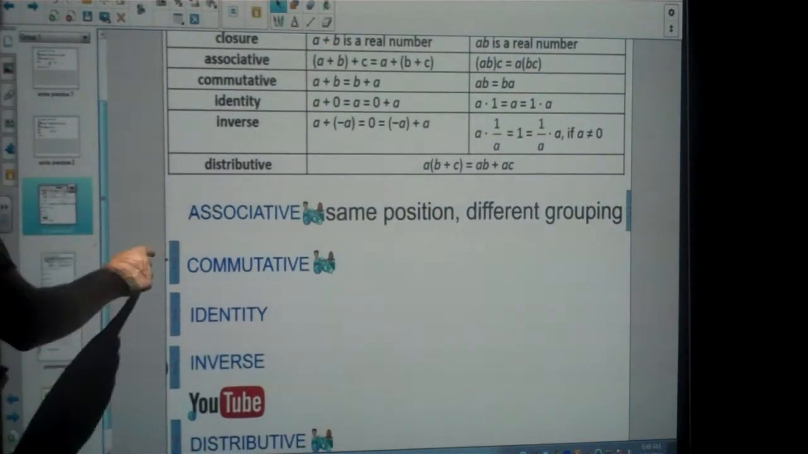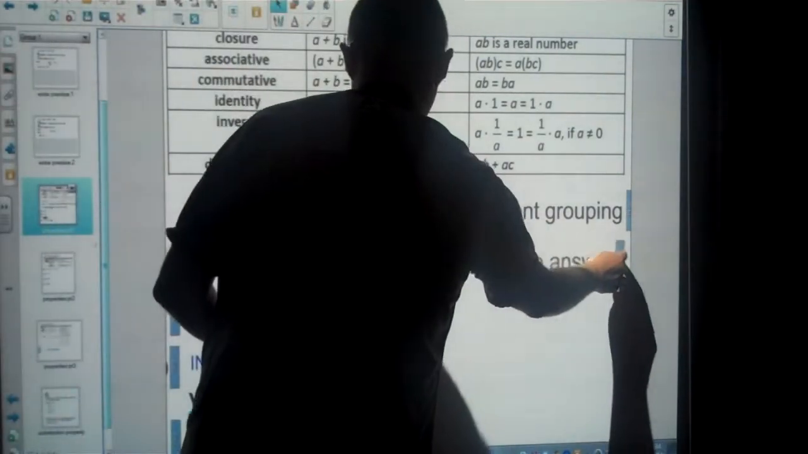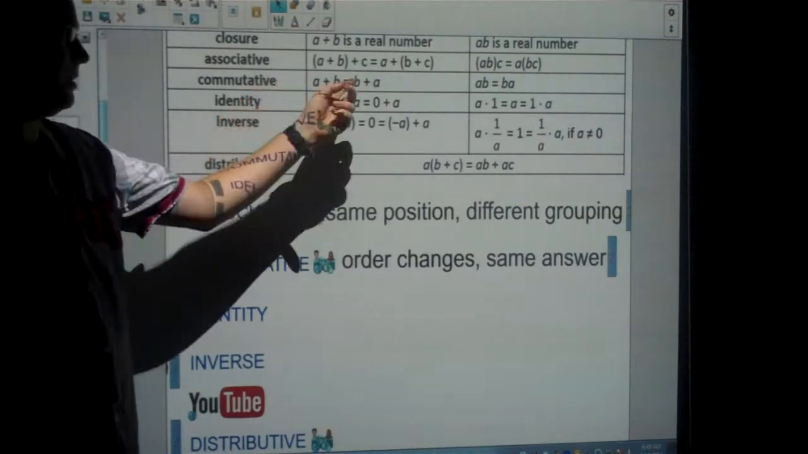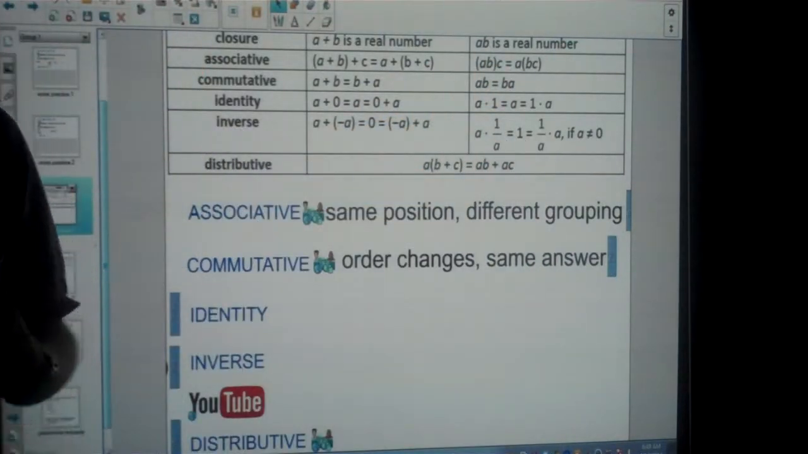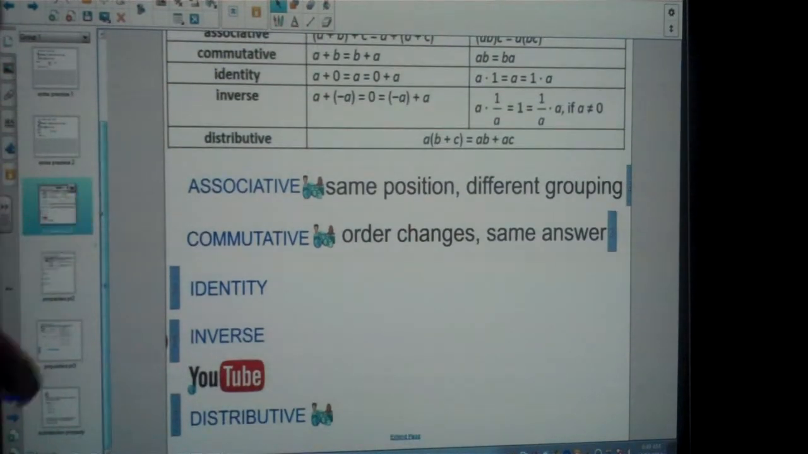Now, our next property is the commutative property, and that's one we just looked at when we were collecting terms. The order changes, but you still get the same answer. So it doesn't matter in which order you add two numbers together or which order you multiply two numbers together, you still get the same answer. So 2 times 5 is 10, but 5 times 2 is also 10. So we're allowed to change the order if it's addition or if it's multiplication.